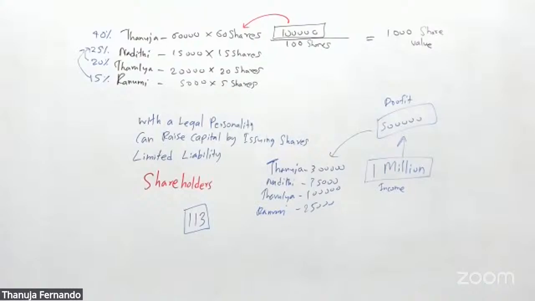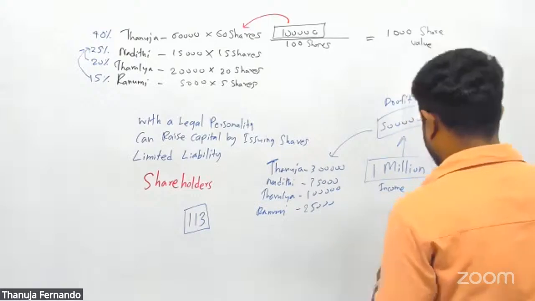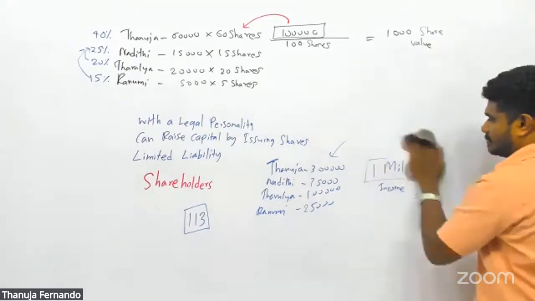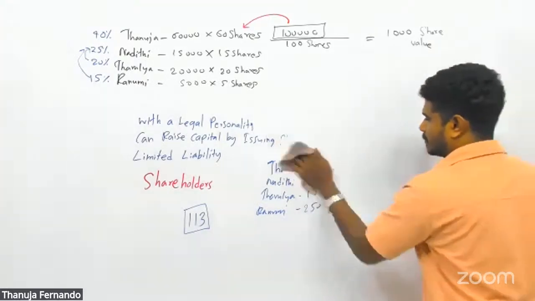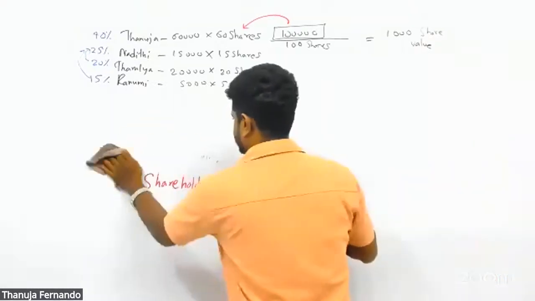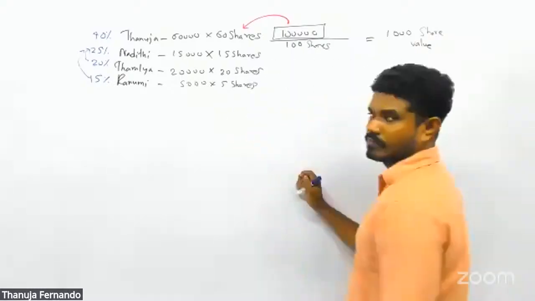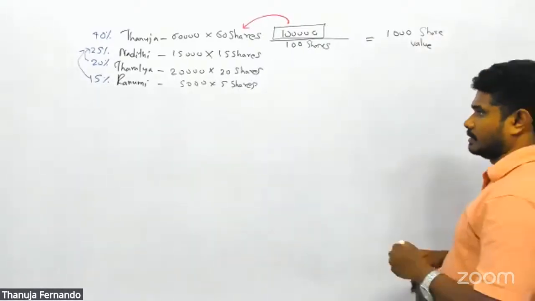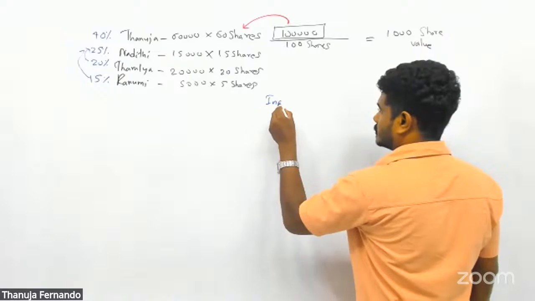Okay. Then this is the nature of a sole proprietorship business, right? Then we can categorize, we can classify incorporated companies like this. We can classify incorporated companies like this.